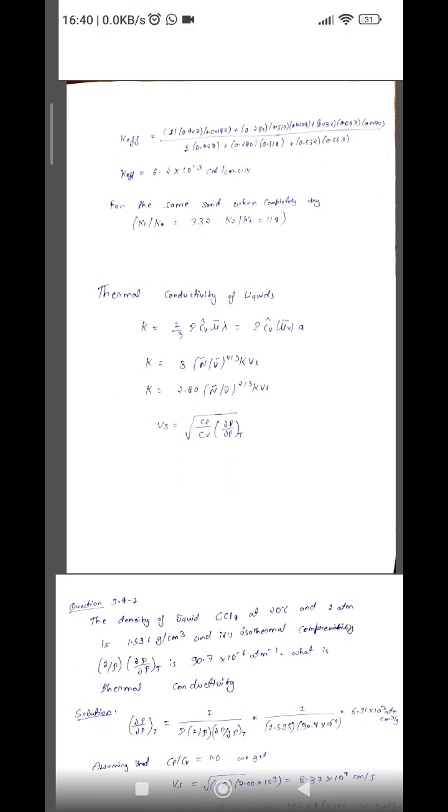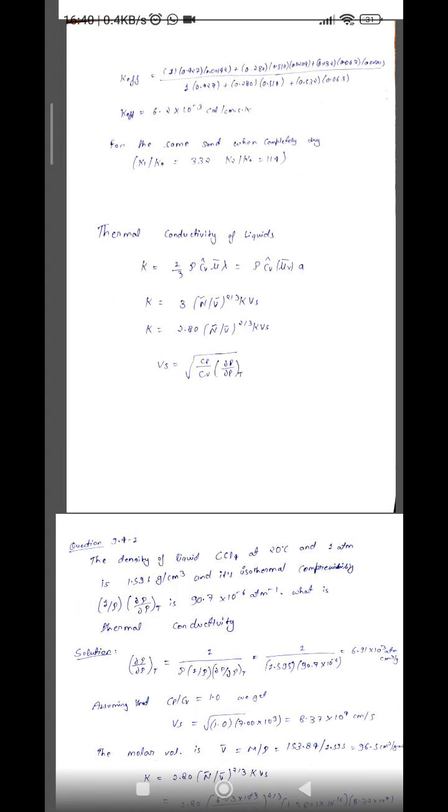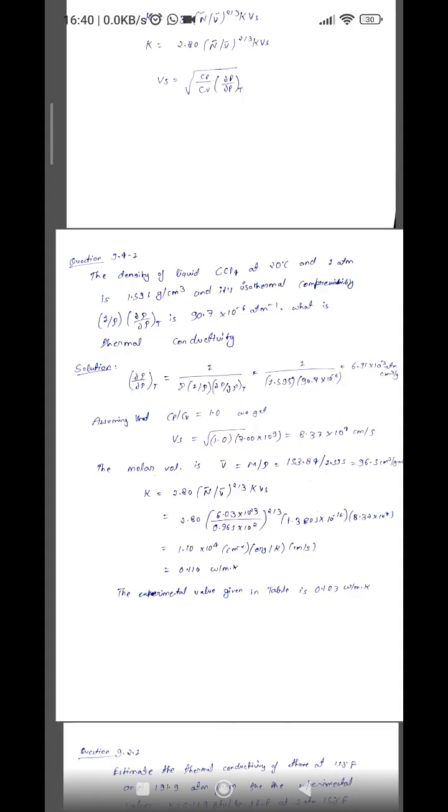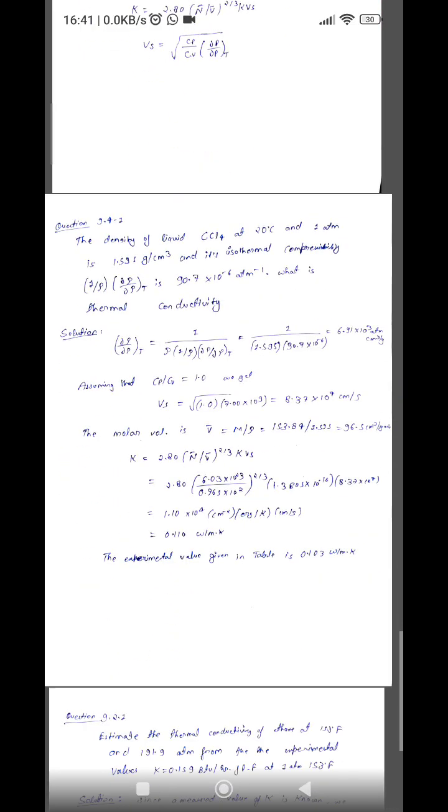So moving on to the next topic, thermal conductivity of liquids, right? So here you can see the expression we have to use, the final expression is K is equal to 2.80 upon Avogadro number into V bar to the power 2 by 3 into K Vs, and Vs is Cp by Cv del rho by del P at constant T. So using that expression we got a question from the book Bird, Stewart.